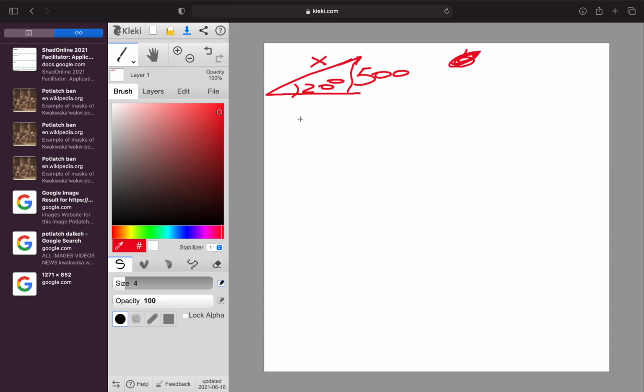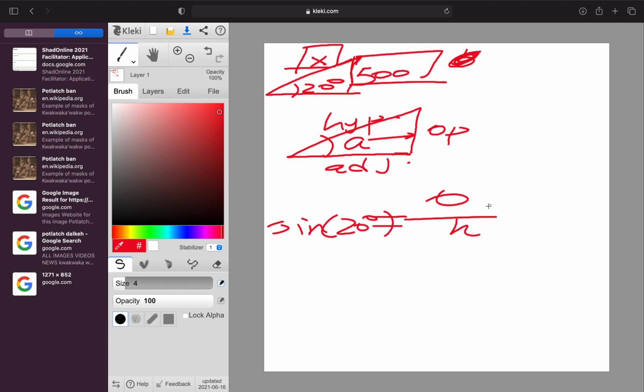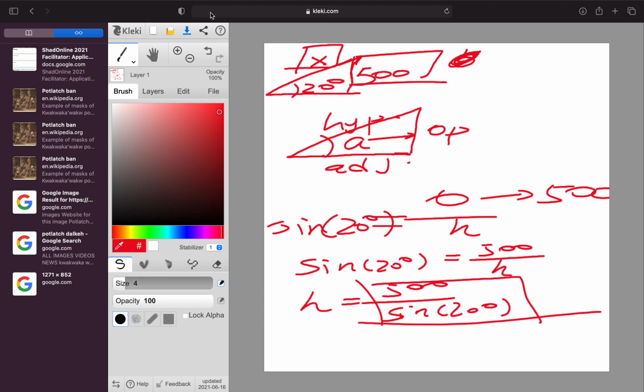So, using this problem as an example, we are required to find the equation of x. We can draw a graph. You see 20 is here, so it's A. And then this is opposite, this is adjacent, and this is hypotenuse. As we find out, the two lines that we need are this and this: opposite and hypotenuse. So we use sine. Sine 20 is equal to O divided by H. We know that O is equal to 500. So sine 20 is equal to 500 divided by H, and then H is 500 divided by sine 20. So we are done. This is how you generally do the sine problem.